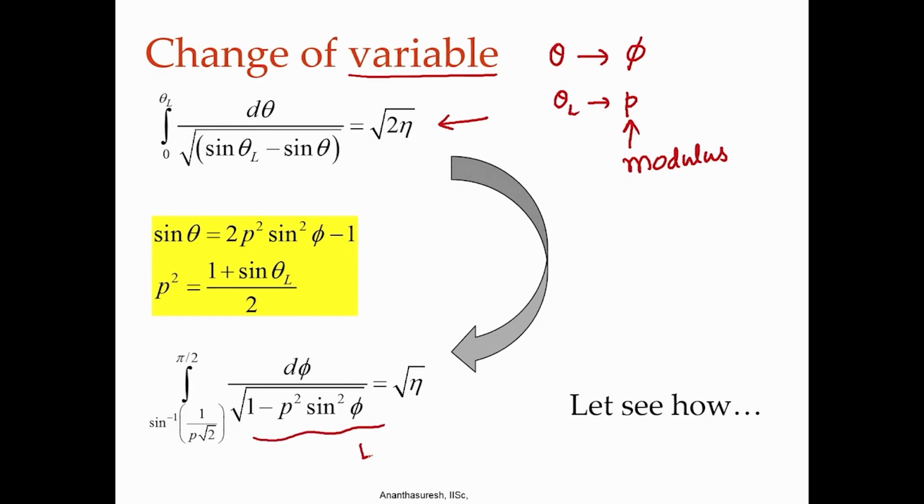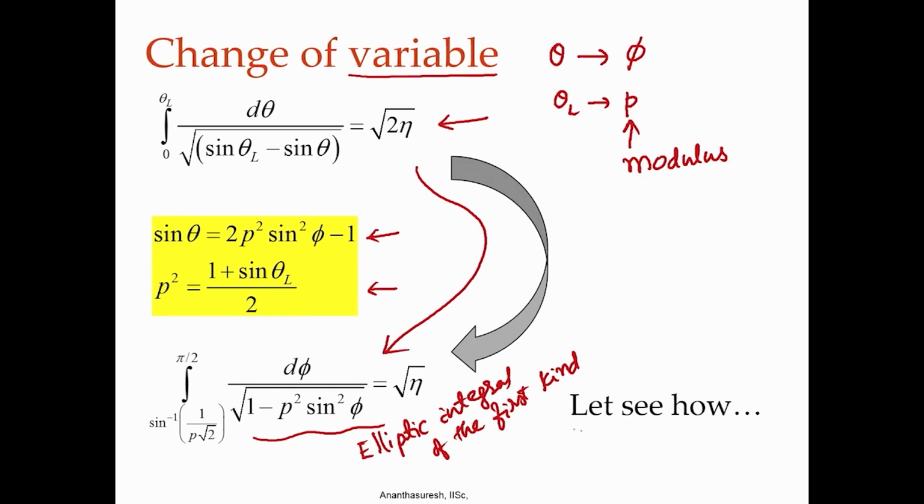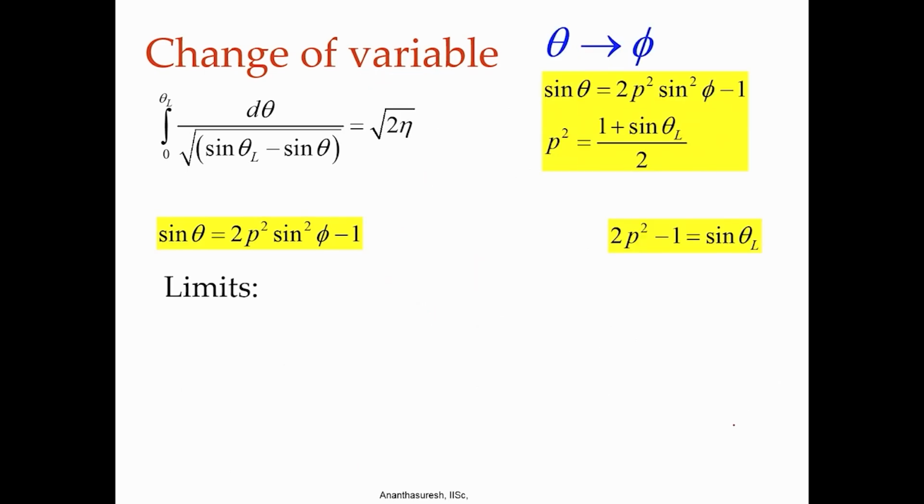Actually, we have it right here. So, this is an elliptic integral of the first kind. So, we are using two changes, theta to phi and theta L to p, which are what are indicated over here. And let us see how this comes from here, how we get here, we will try to figure that out.